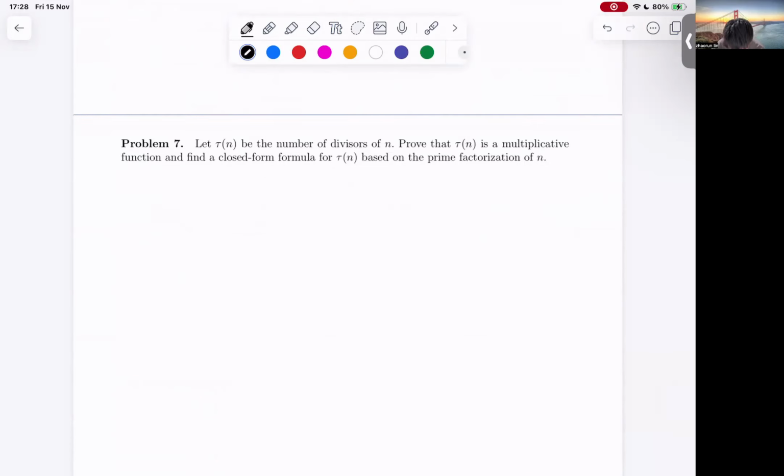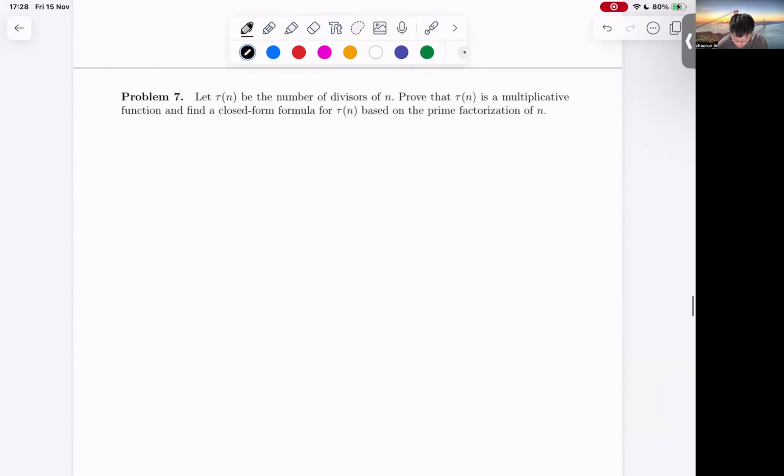Okay, so for problem 7, let tau n be the number of divisors of n. We have to prove that this tau is a multiplicative function and also find its closed form formula. And so let's first consider n. We should consider its prime factorization, right?